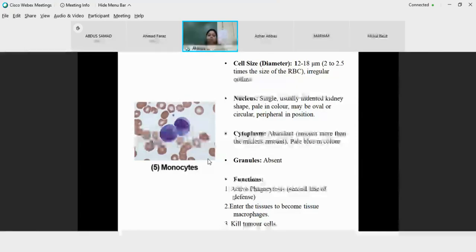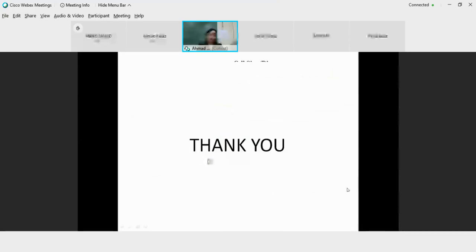Then what are the functions of monocytes? Besides active phagocytosis, this is the second line of defense. In contrast to neutrophils, which were the first line of defense, monocytes are the second line of defense. And they become tissue macrophages. It is a very important function of monocytes. When they enter the tissues, they become tissue macrophages, or you can call them histiocytes. And these cells kill tumor cells. Okay, that was all.